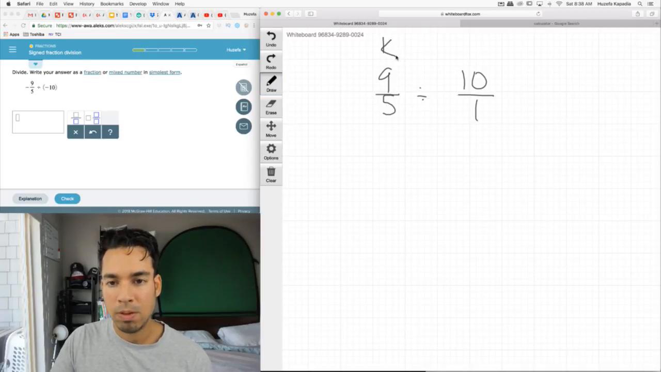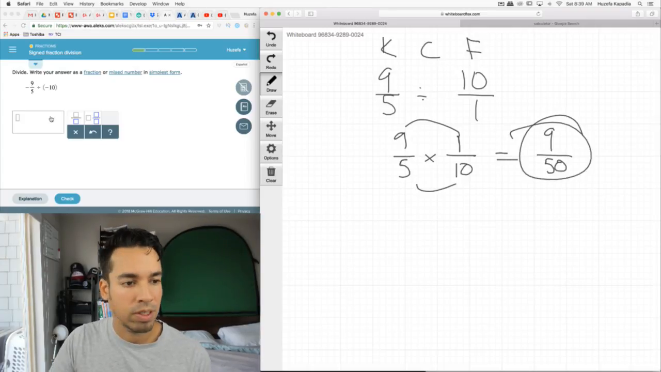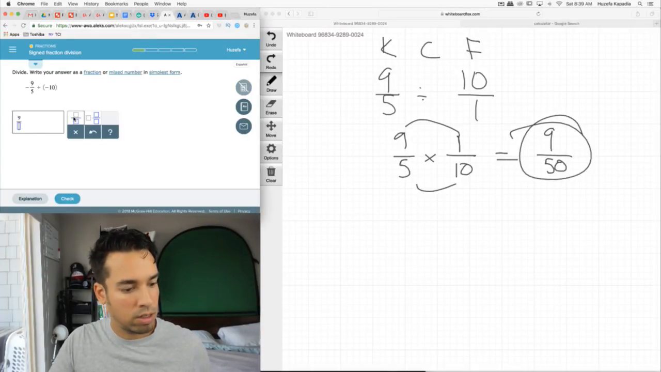And now let's do keep, change, flip. 9/5 times 1 over 10. So we can't cross simplify, so I'm just going to multiply across, and we get 9 over 50. No simplification possible, and that's it.